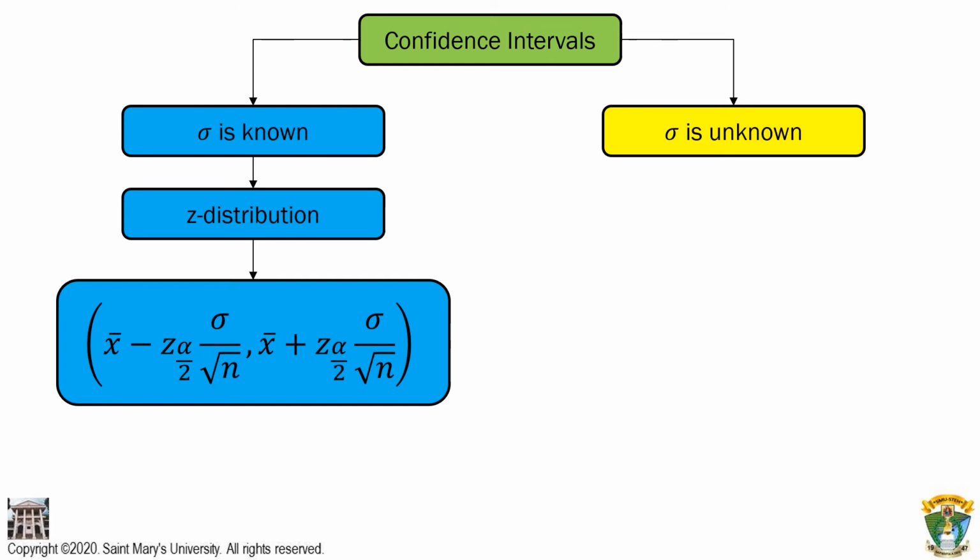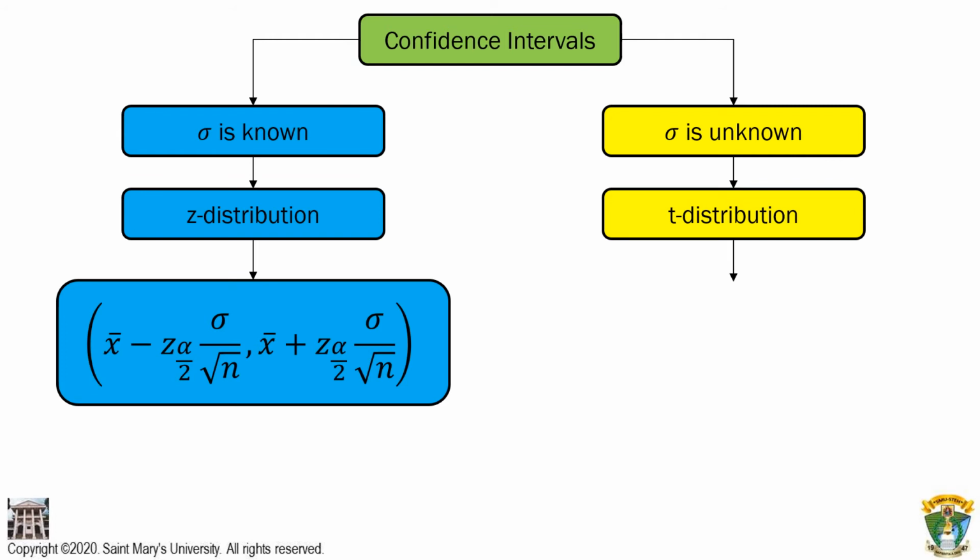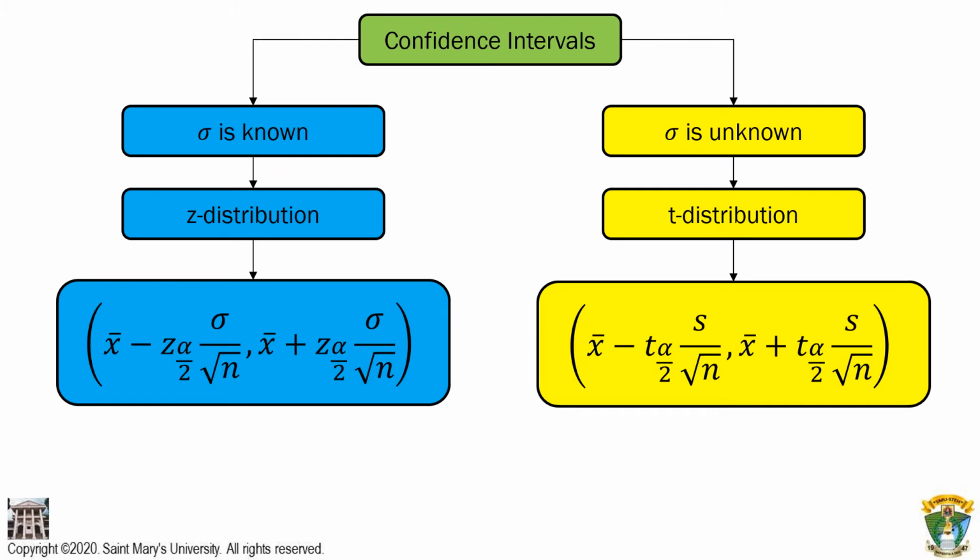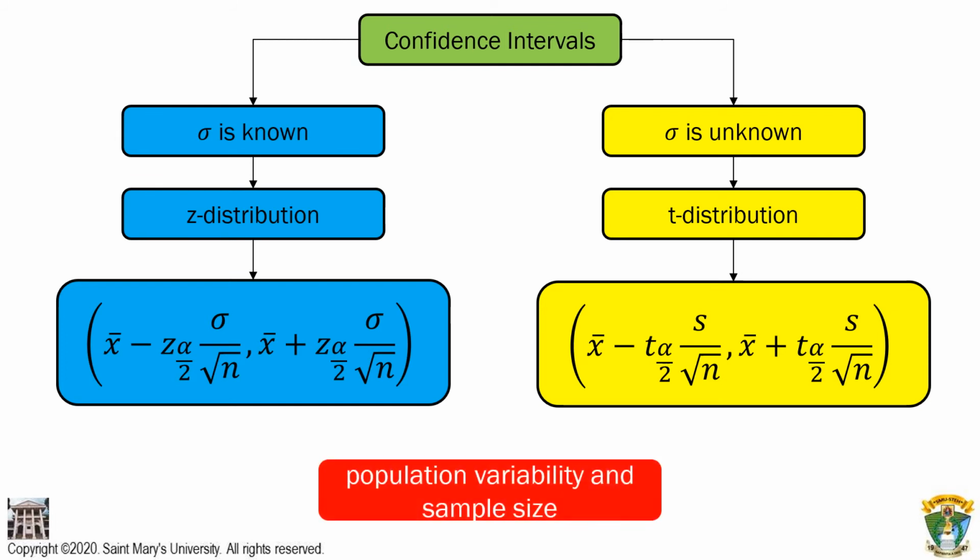On the other hand, if we don't know the population SD, which is the reality, we will be guided by the T distribution. Our formula would be similar, only that we change the critical value based on the T distribution, and instead of the population SD, we now use the sample SD, based on our given sample. Take note that our confidence intervals will be affected by the population variability and of course the sample size. The lesser the population variability, the narrower the confidence interval, meaning the values of the lower limit and the upper limit of the confidence interval will be close. And the larger the sample size, the narrower our confidence interval will also be.